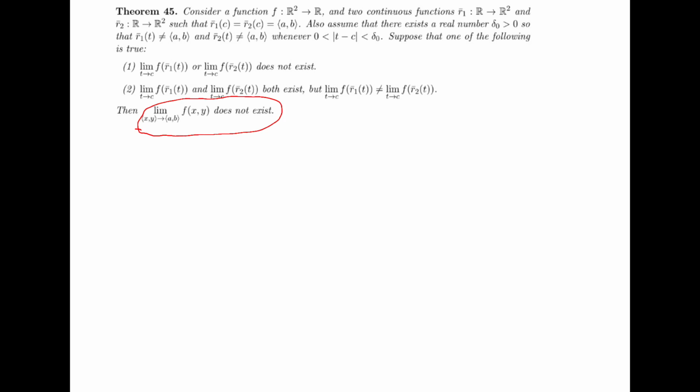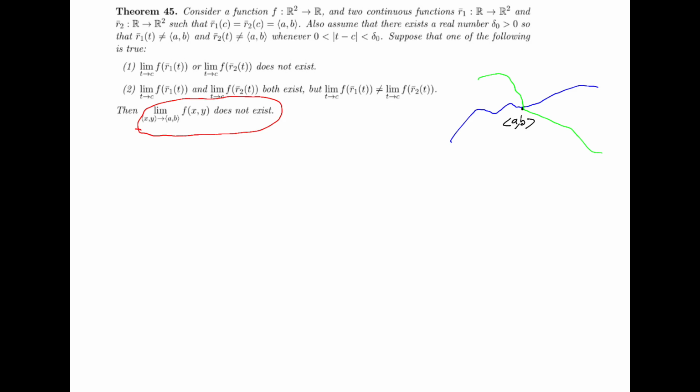Okay, so theorem 45 involves two different paths. So let us just make a little picture to understand what this theorem is saying. I have my point (a,b) somewhere in the plane, let's say it's over here. And there are two paths involved, R1 and R2. Let me just draw some paths that go through the point, like this, a blue path and a green path.